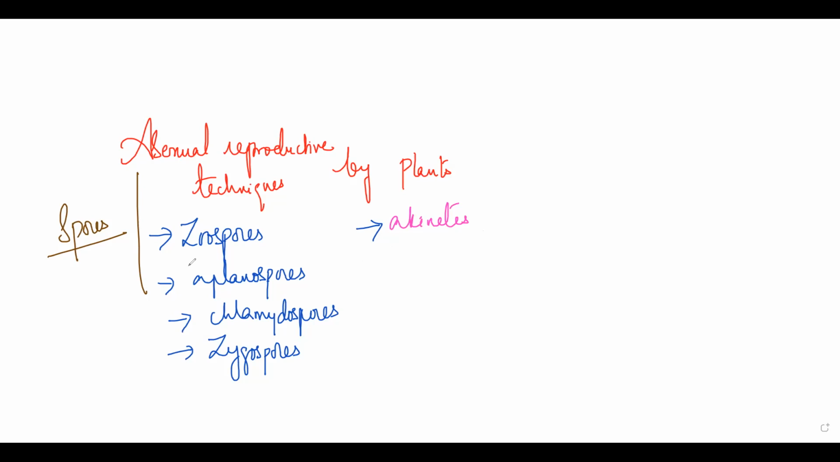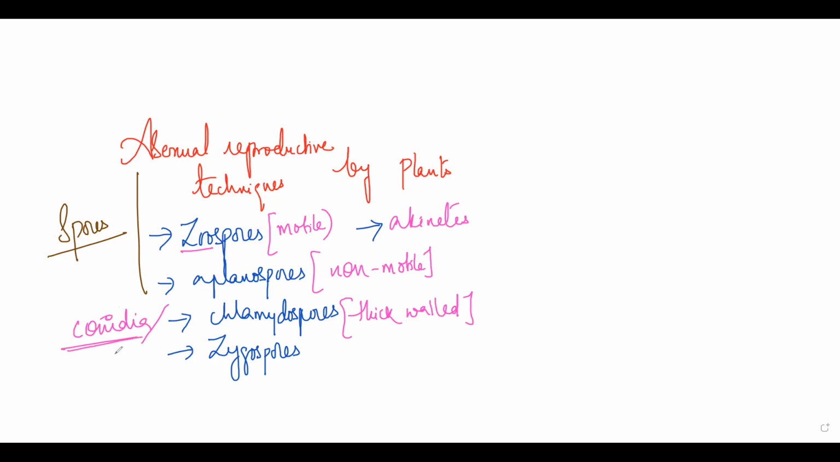But just remember, children, that zoo is something dealing with animals. So definitely these spores are motile spores. If they are motile, then they have to possess some locomotory structures. Then if something is non-motile, we call it aplanospores. If they are very, very thick-walled, we call them chlamydospores. Besides these, we even have some other spores which are usually employed by the parasitic fungi, which are called conidia.